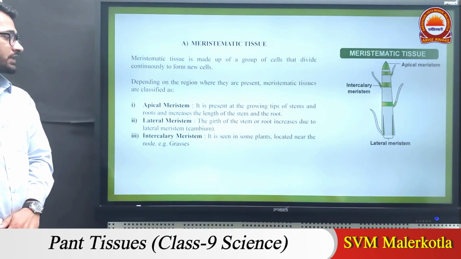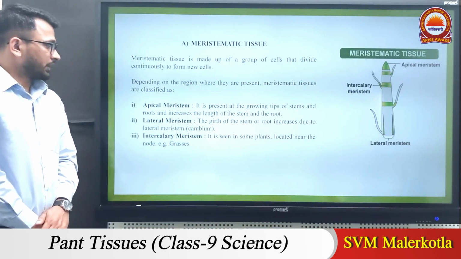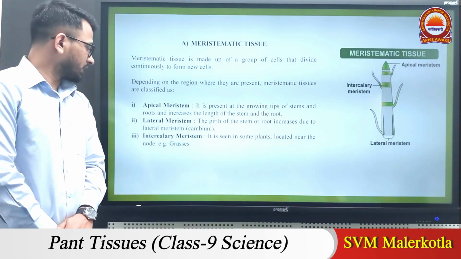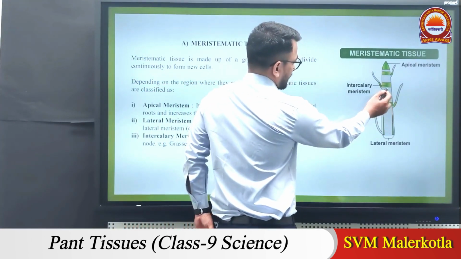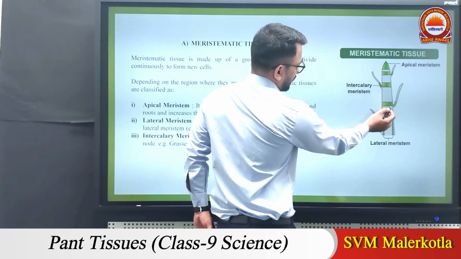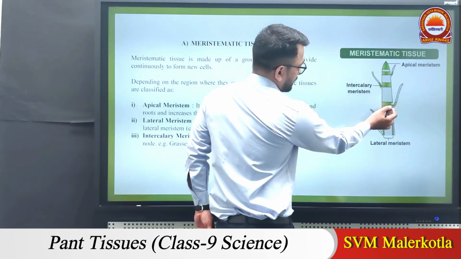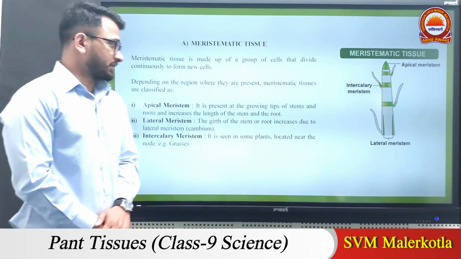Then the last one is intercalary meristem. It is seen in some plants, located near the node. For example, in grasses, there will be a node, this, and this one is known as internode. So just above the node, there will be the presence of intercalary meristem.